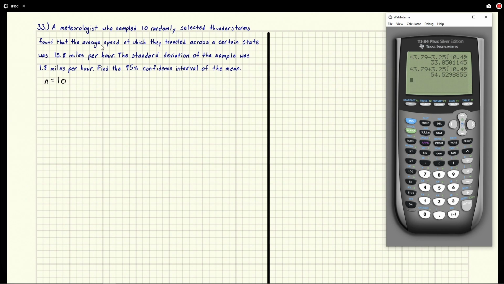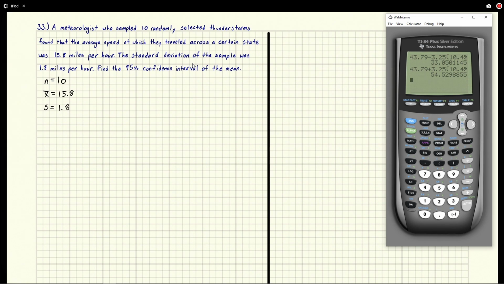Now, this average speed, was it a population average or a sample average? Looking at this, it came from these 10 randomly selected thunderstorms, so this is a sample average. So we have an X bar, which is the sample average, 15.8. The standard deviation of the sample: they even tell us right here it's a sample standard deviation. I love it when they're this clear. So this is going to be an S, and that's 1.8 miles.